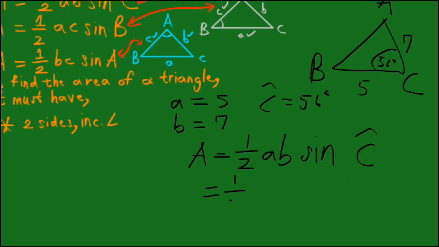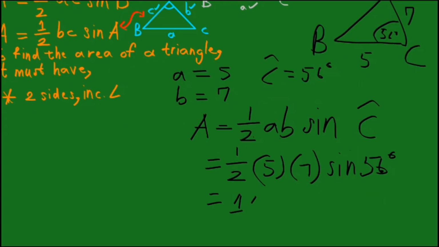1/2, A is equivalent to 5, B is equivalent to 7, sine 56 degrees, which gives us the area of 14.508. Or we could just say it's approximately equivalent to 14.51 units squared.